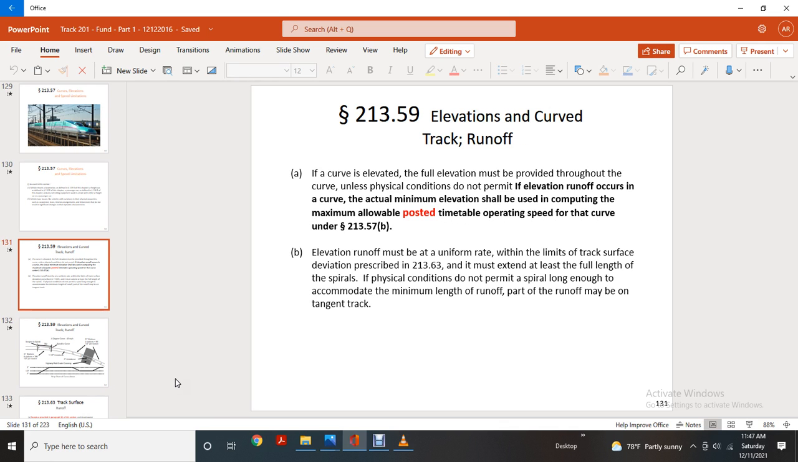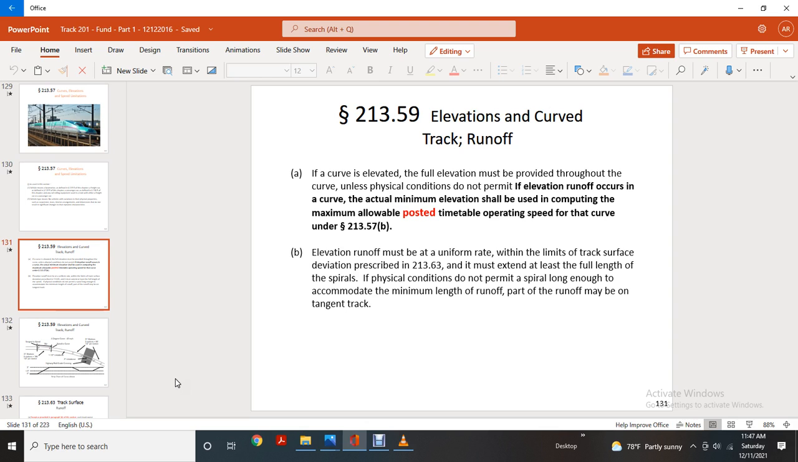The full elevation for the curve must provide for the runoff of the curve, and if the physical conditions do not permit, the elevation runoff of the curve and the actual minimum elevation shall be due to computing the maximum allowable posted timetable operating speed for the curve under 213.57. The elevation runoff must be at a uniform rate within limited track over the deviation prescribed in 213.63, with the most extendable length of the full spiral.